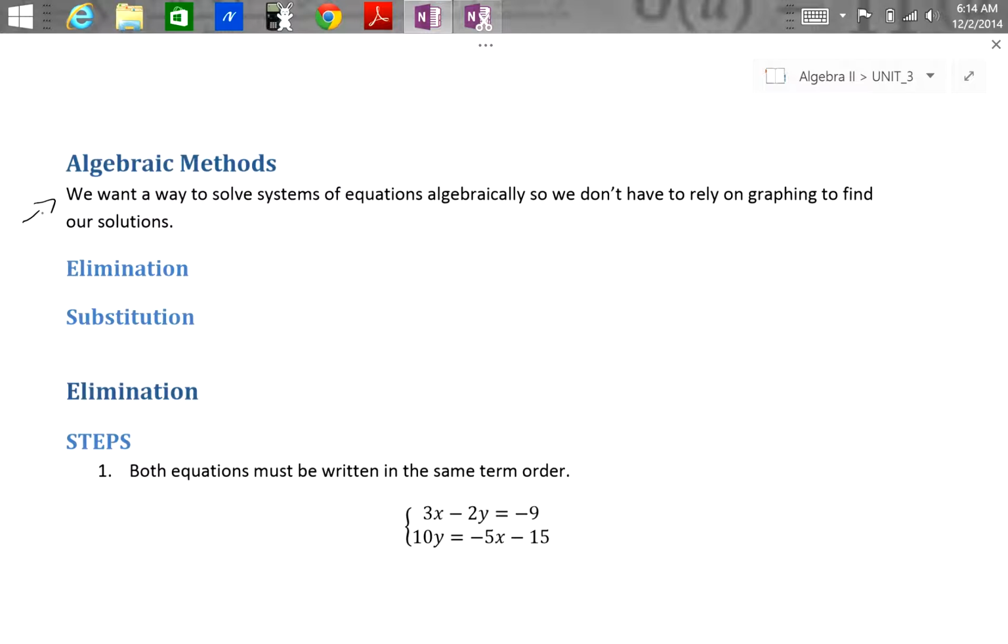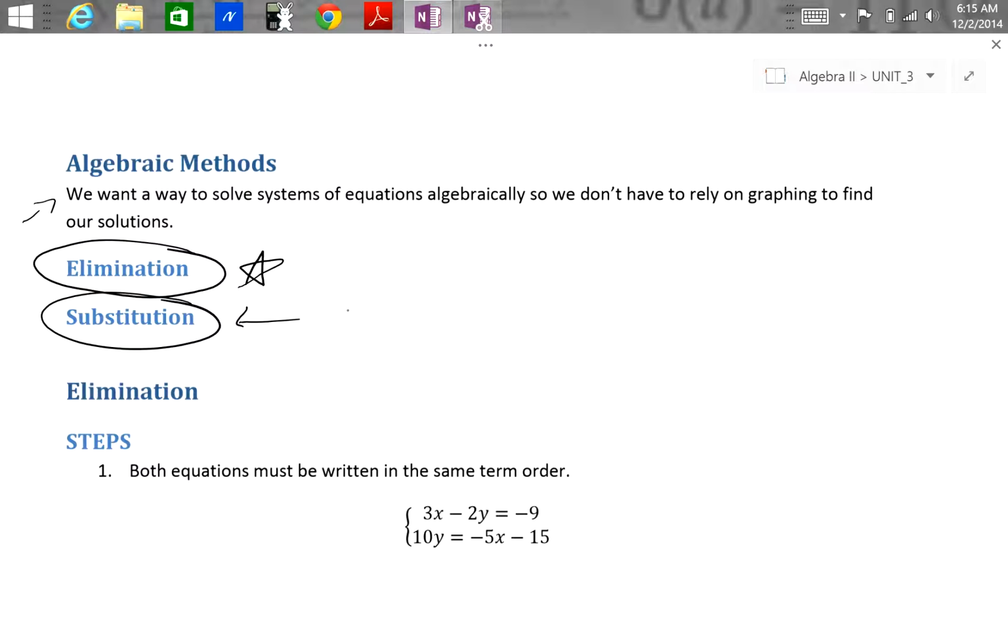Well, the two methods that we're going to be learning to solve a system of equations algebraically are elimination and substitution. In this lesson we're going to focus on elimination. The next lesson we will focus on substitution. These are algebraic methods, meaning no graphing. It is simple algebraic manipulation that gets us to the solution to our system of equations.